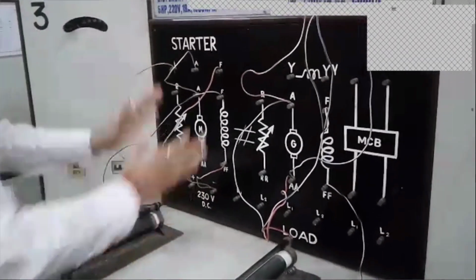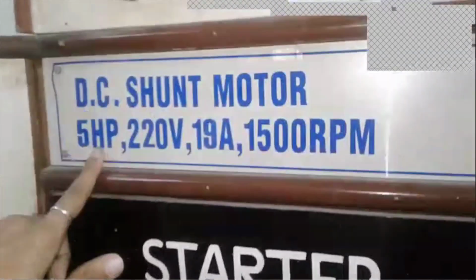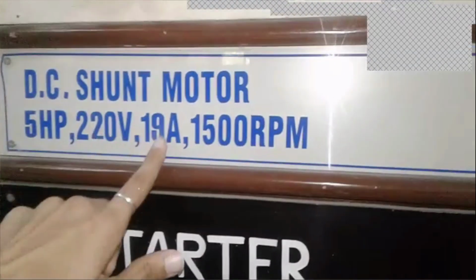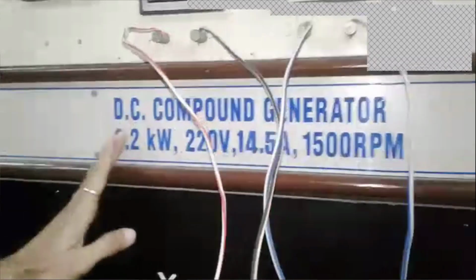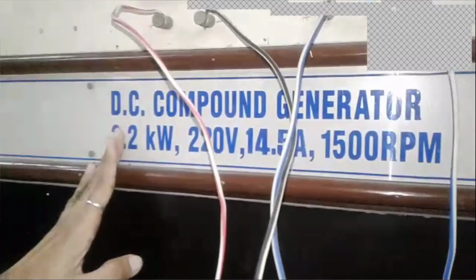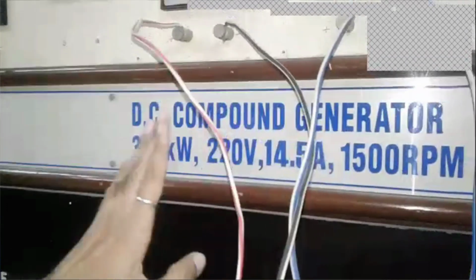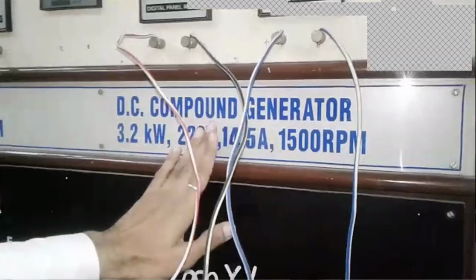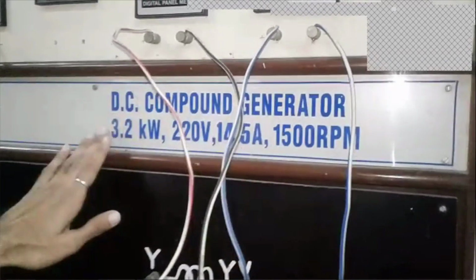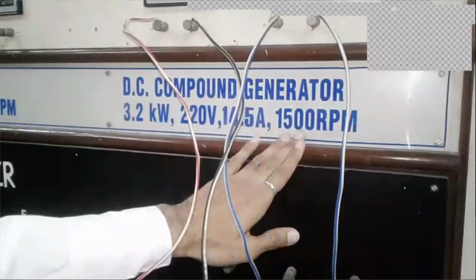So here these are the basic ratings you have to keep in mind. This is the basic rating of the DC shunt motor. It is a 5 HP, 220 volt, 19 ampere and 1500 RPM motor. RPM is revolutions per minute. Similarly, it is coupled with a DC compound generator. It is a combination of shunt and series, but here we are using this generator as a shunt generator, and it is 3.2 kilowatt, 220 volt, 14.5 ampere and 1500 RPM.